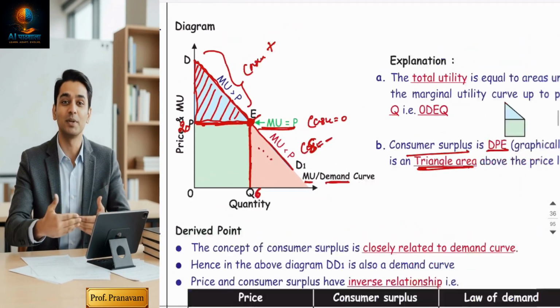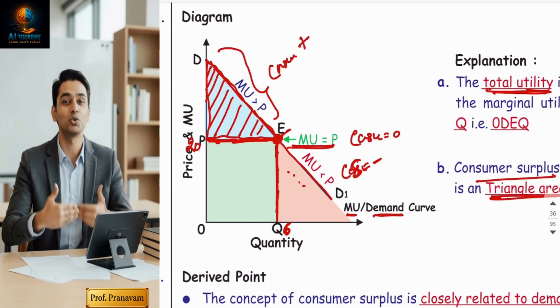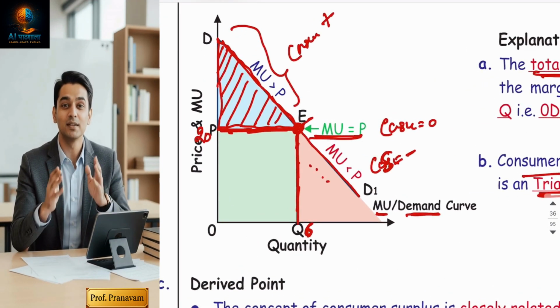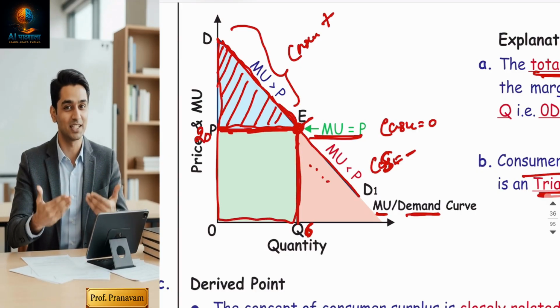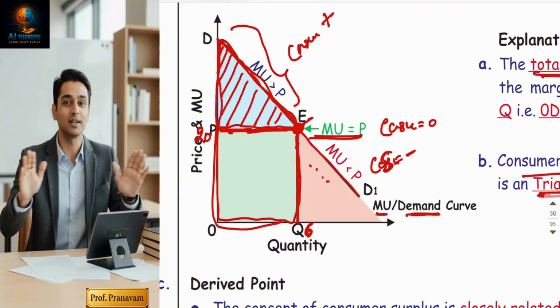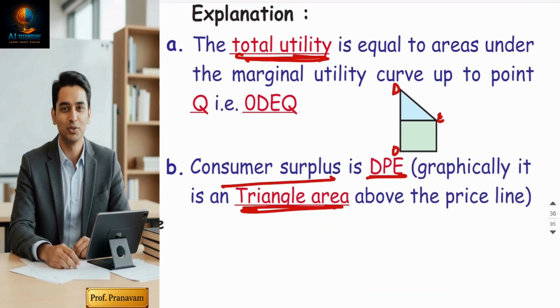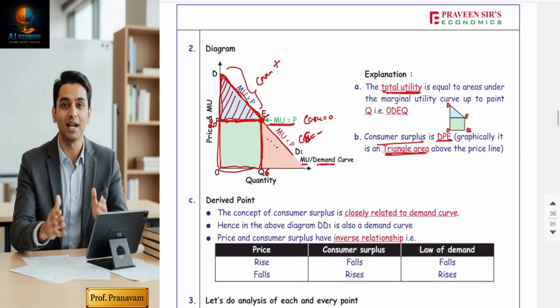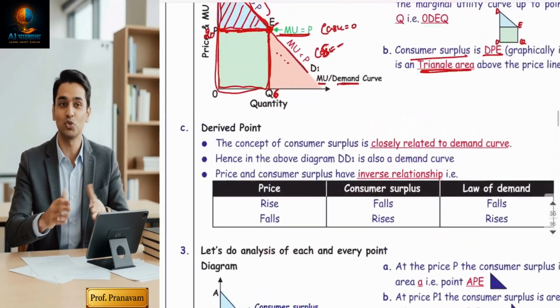Now, sometimes they can ask you total utility, because the sum of MU is TU. So what is total utility up to 6 units, because the 7th unit I will not purchase. So the blue and green shade, this area, is my total utility. ODEQ. So you have drawn ODEQ. This is my total utility.